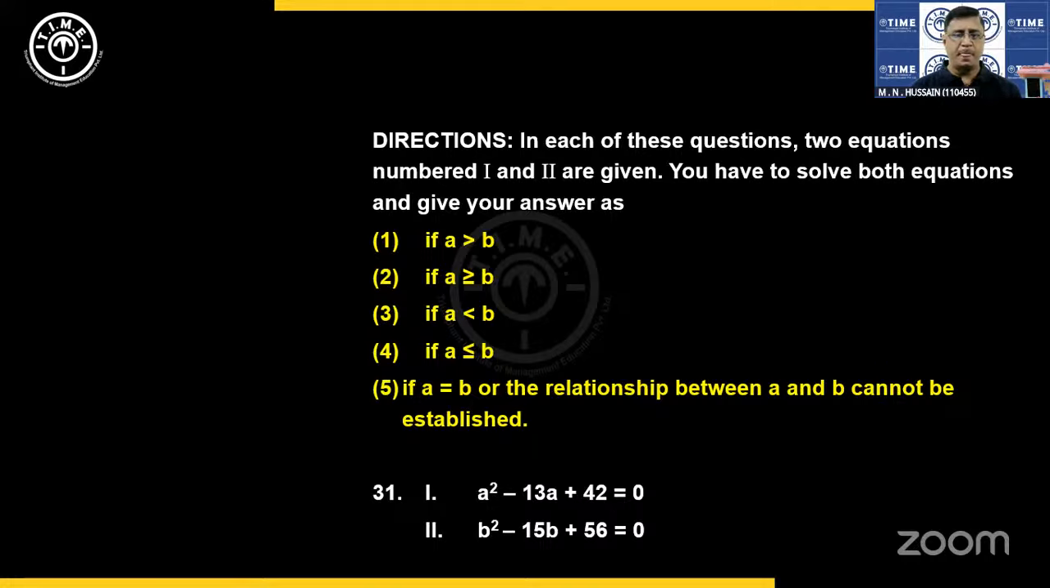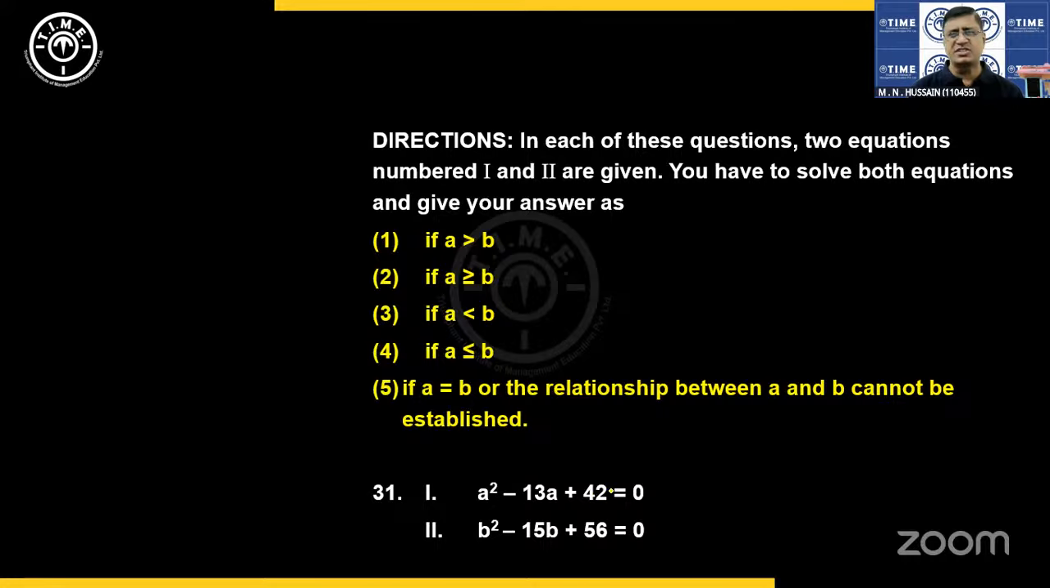Let me try. A square minus 13A plus 42. Dear students, we can find the roots using two methods. One is by using the formula, that is minus b plus or minus under root b square minus 4ac by 2a. The other one is by using the factorization. The second one is better and easier. By using the factors, we can answer the question a little bit easily.